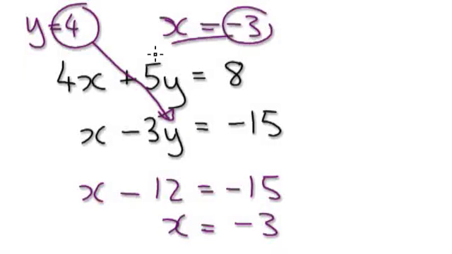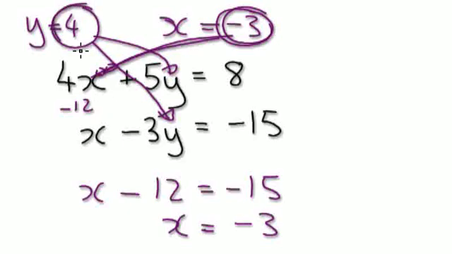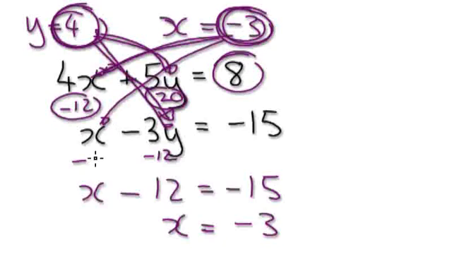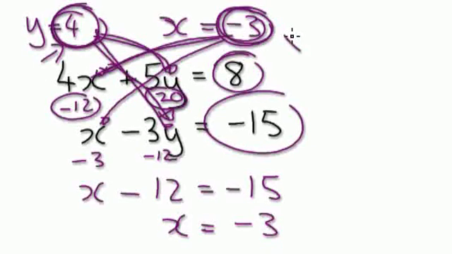And if I were you, I would put these in here and double check everything. So put minus 3 into here. So this here would be minus 12, and put the 4 into this here. This will be 20. So minus 12 plus 20 equals 8. Now put this 4 into here. So this here will be minus 12, and then put the minus 3 into here. So minus 3 minus 12, that would be minus 15. So yeah, 4 is your answer for y, minus 3 is your answer for x.